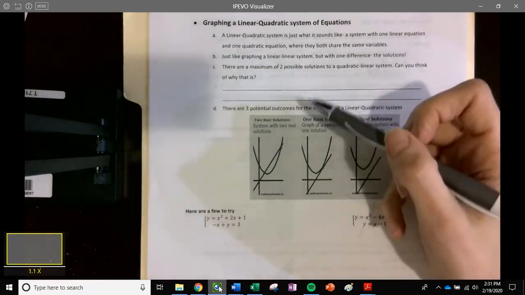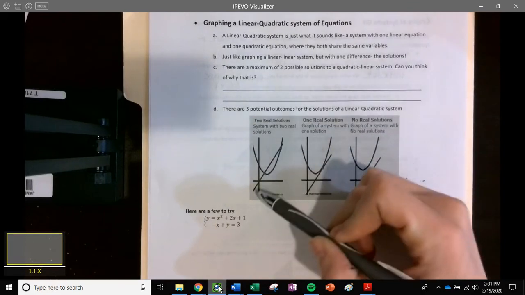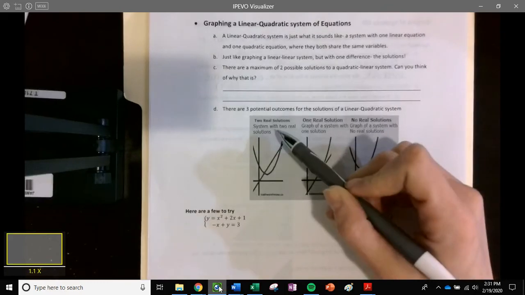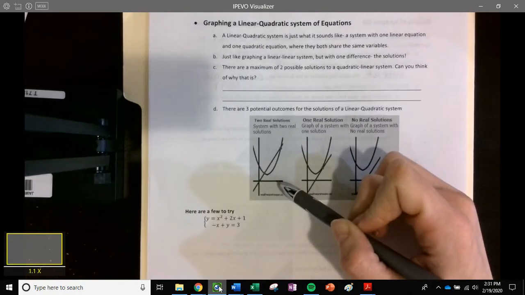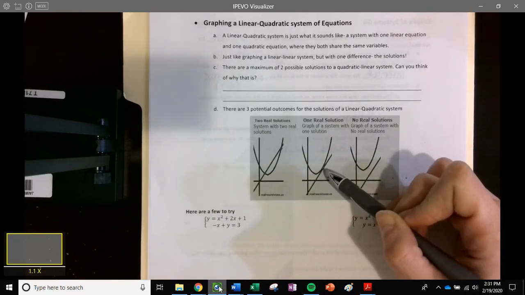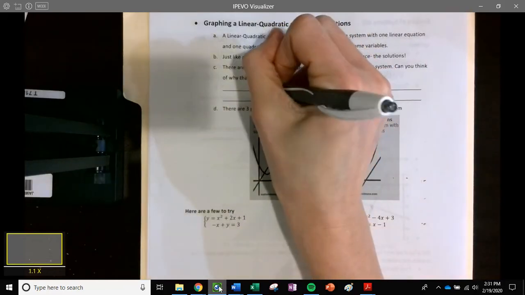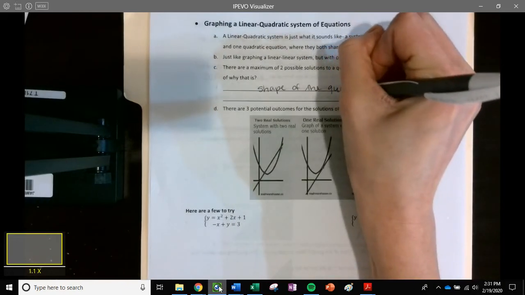Well, it's because the graph of the quadratic makes that U shape, and you could have that line going through that U shape at 2 different places. So that's when you have 2 solutions to the system. But remember, that's the maximum number. It's not going to be 2 solutions every time. You might have one solution where the line just glances off the parabola, and you may have no solutions where they don't intersect each other at all. So why is this? It's the shape of the quadratic, or the parabola.